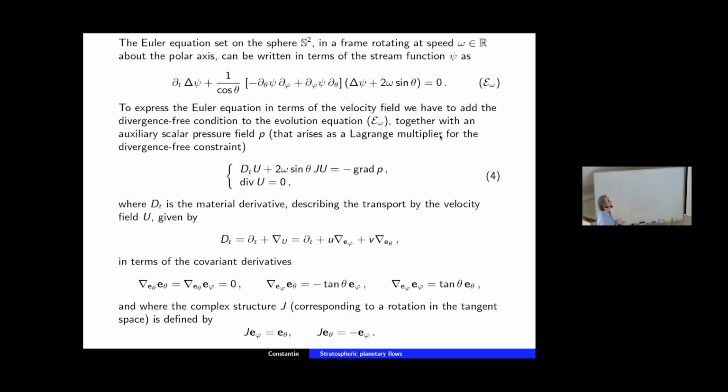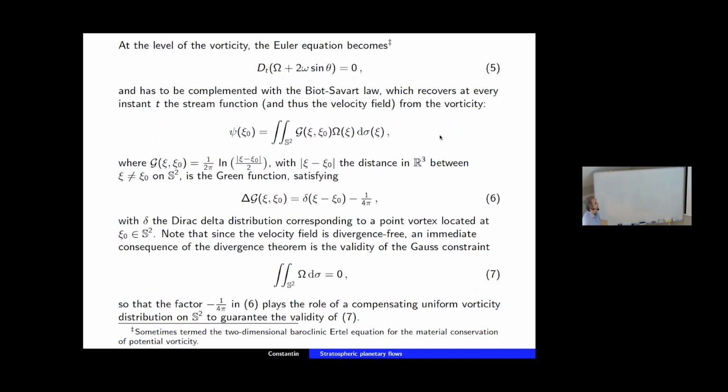And actually, when you have this equation with omega, it means that the sphere is rotating. These are the covariant derivatives, and there is a complex structure defined by this thing. So the equations are these, and if you look for the vorticity, you can write the Euler equation in this form. This is the material derivative.